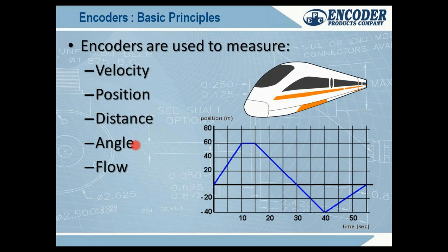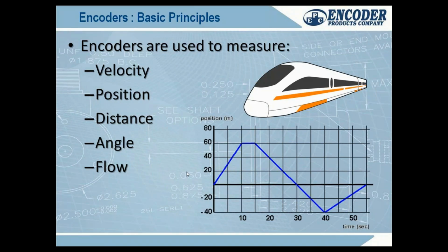Angle is another common one that you need. Our encoders can be used to measure the angle within a circle. Maybe it's the deflection angle of a cable coming out of a crane. We'll go into a few of those in our application examples later. And flow, you can put encoders on baffles that rotate. You can measure the flow and estimate the volume of a product with an encoder.